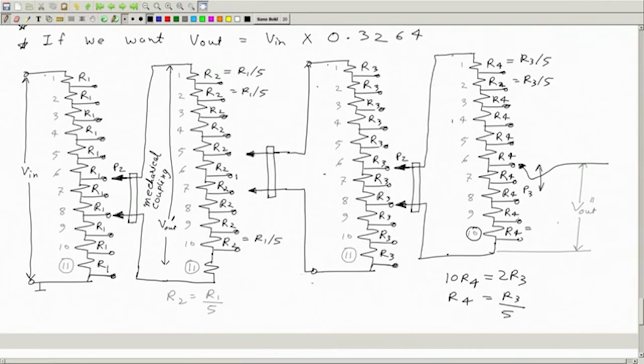So we will again want 2 R2 to be the same as 10 R3, meaning R3 equals R2 by 5. So here you can write R2 by 5, R2 by 5, and so on. Since R3 is R2 by 5, this will become R2 by 25, and so on.